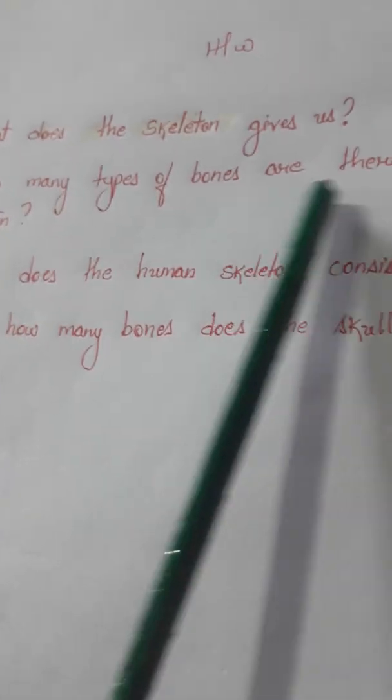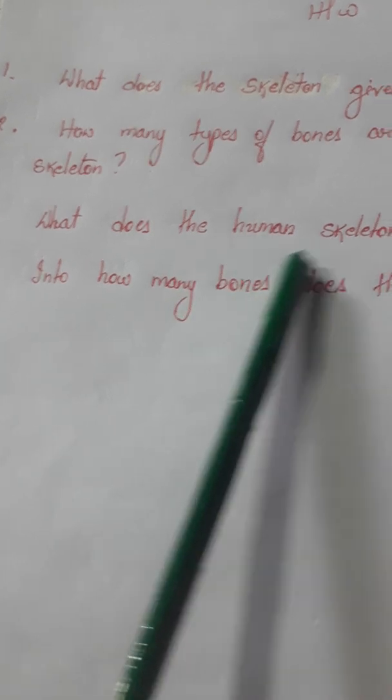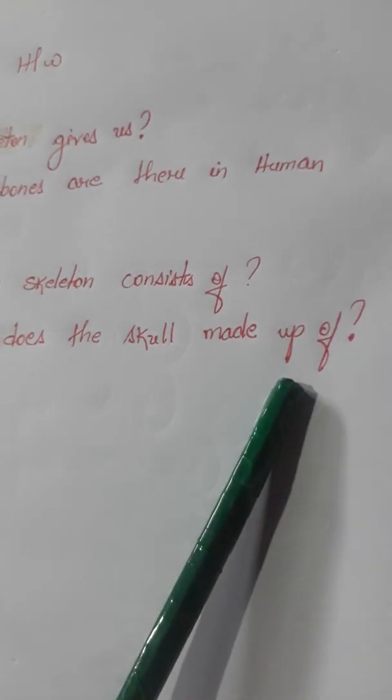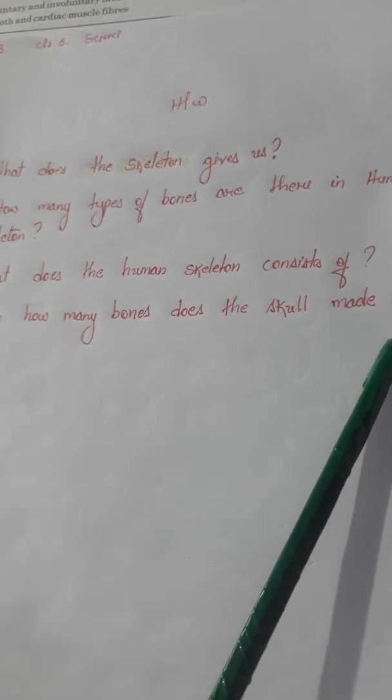Very simple. What does the skeleton give us? Number two, how many bones are there in the human skeleton? Number 3, what does the human skeleton consist of? Number 4, how many bones is the skull made up of? Okay, so that will be your homework. That's all for this.